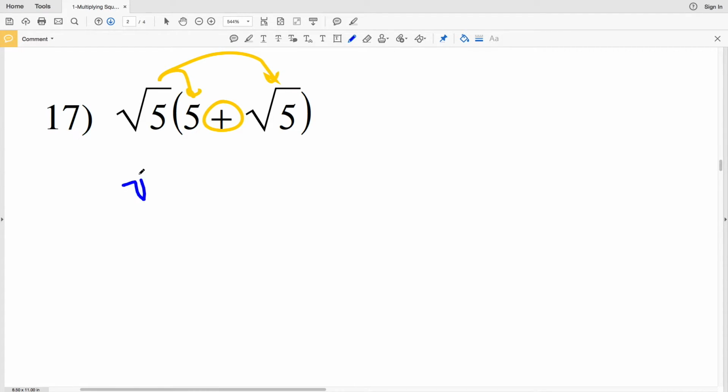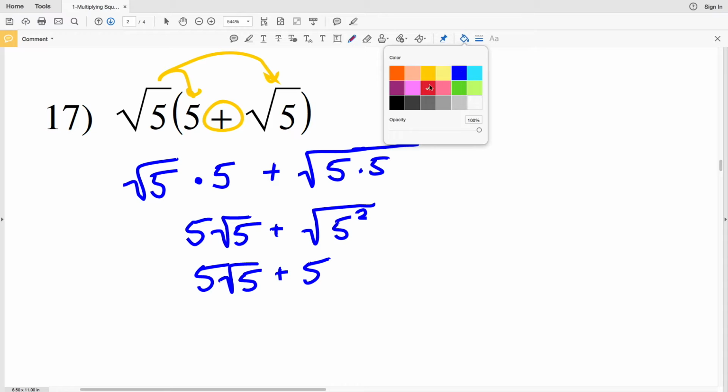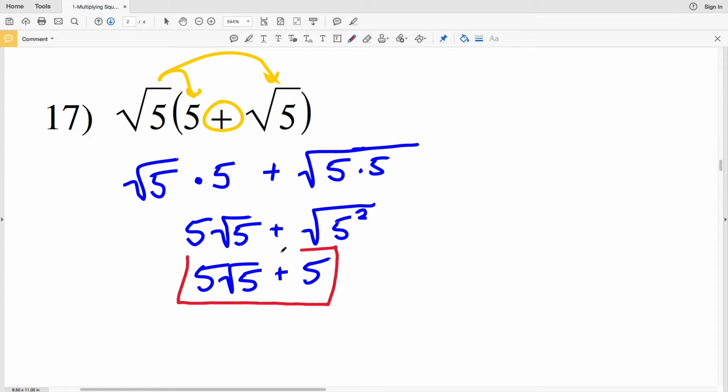So the first term is going to be the square root of 5 times 5 plus the square root of 5 times the square root of 5, which is the square root of 5 times 5. The square root of 5 times 5 we can rewrite as 5 times the square root of 5, and then we have plus the square root of 5 times 5 is the square root of 5 squared. So we'll have 5 times the square root of 5 plus the square root of 5 squared is 5. So 5 times the square root of 5 plus 5 is our solution in number 17.